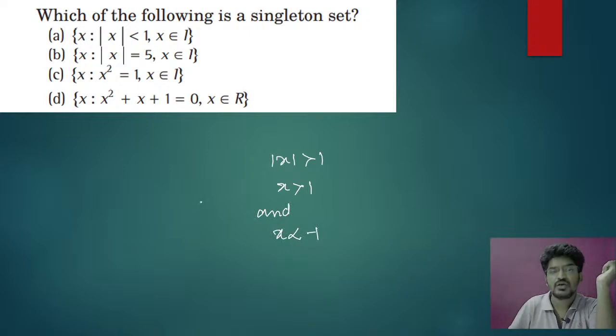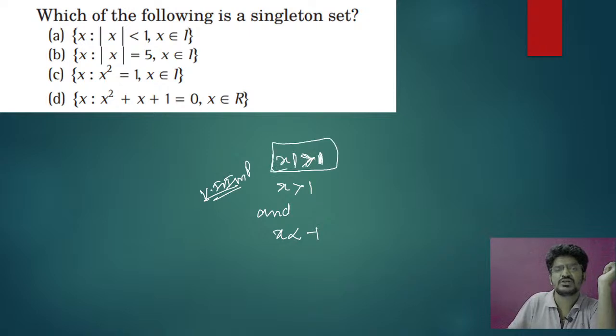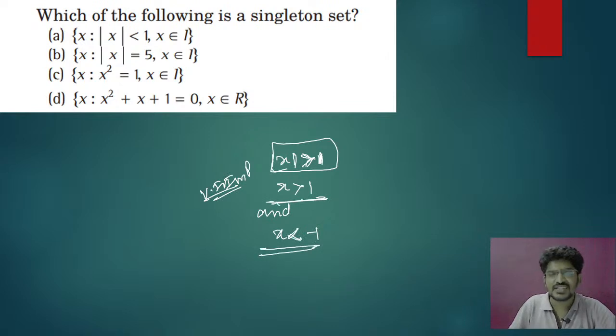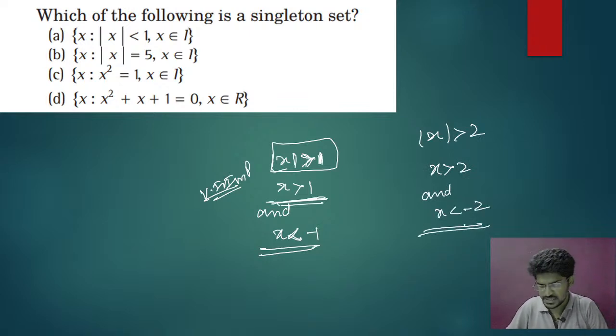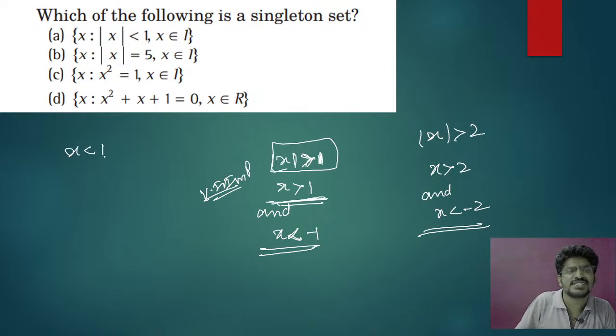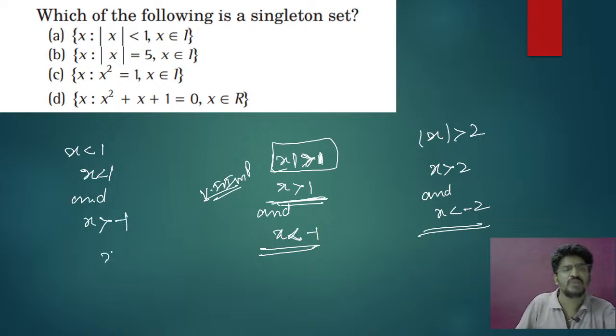Please remember, very very important, how to solve mod. Mod x is greater than 1. If they give this, it means the first option is x is greater than 1, the second option is x will be lesser than -1. Clear? Suppose if they give mod x is greater than 2, we have to write x is greater than 2 and x is lesser than -2. These are the choices. Suppose if they give mod x is lesser than 1, x is lesser than 1 is the first choice and the second choice is x is greater than -1. So if you combine this, it will be x lesser than 1, x greater than -1. Clear?